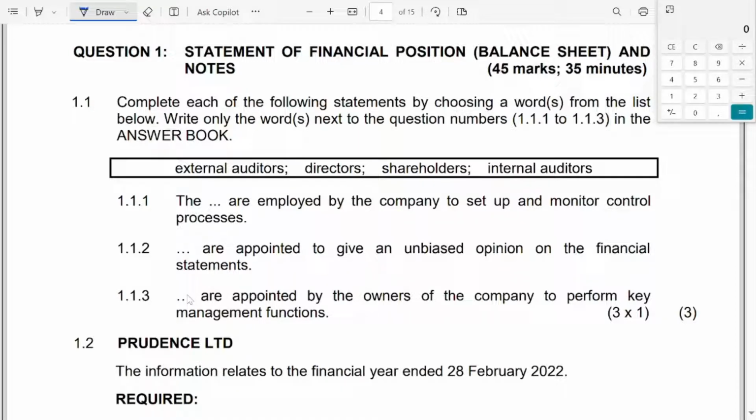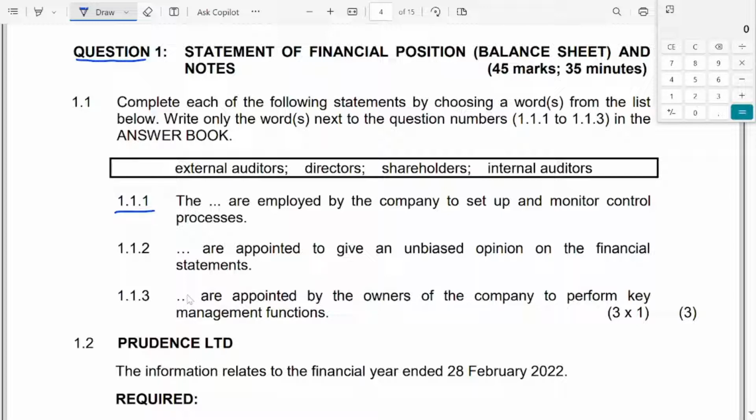Good day. Today we are going to do the November 2022 accounting paper 1. So we're going to do only question 1. 1.1. Complete the following statement by choosing a word from the list below. Write only the word next to the question number. Now 1.1. They are employed by the company to set up and monitor the processes.